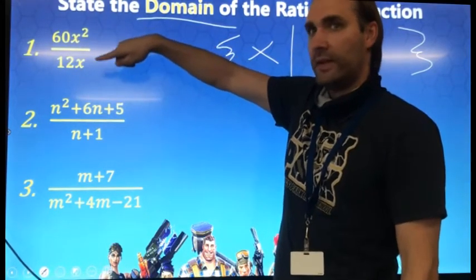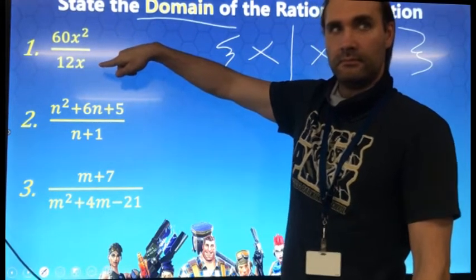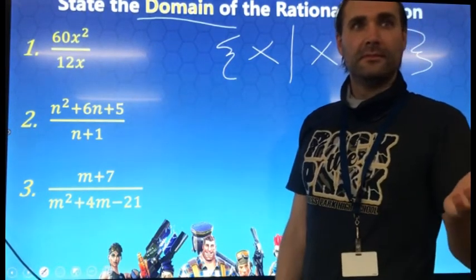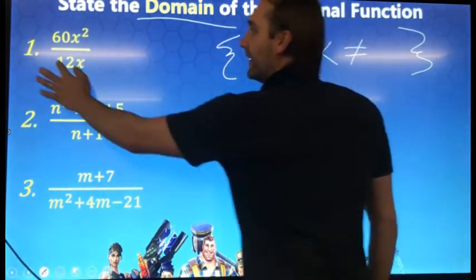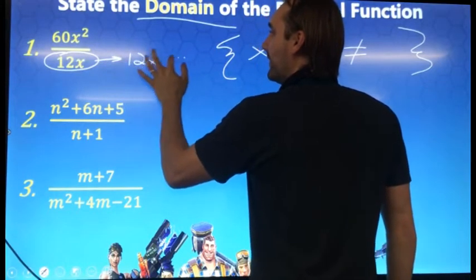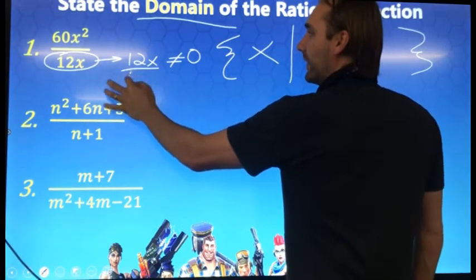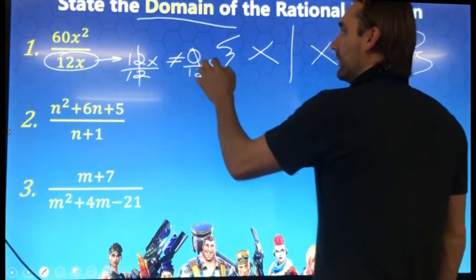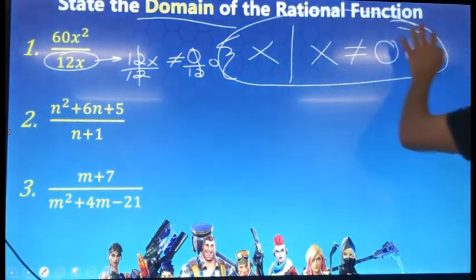The bottom cannot equal 0. 12 times what will make this equal to 0? Well, 0. Just 12 times what equals 0? 0. Think of it this way. Take your denominator and set it not equal to 0 and solve. So 12 times x, divide by 12. x cannot equal 0. So my domain is all real numbers except for x can't be 0.